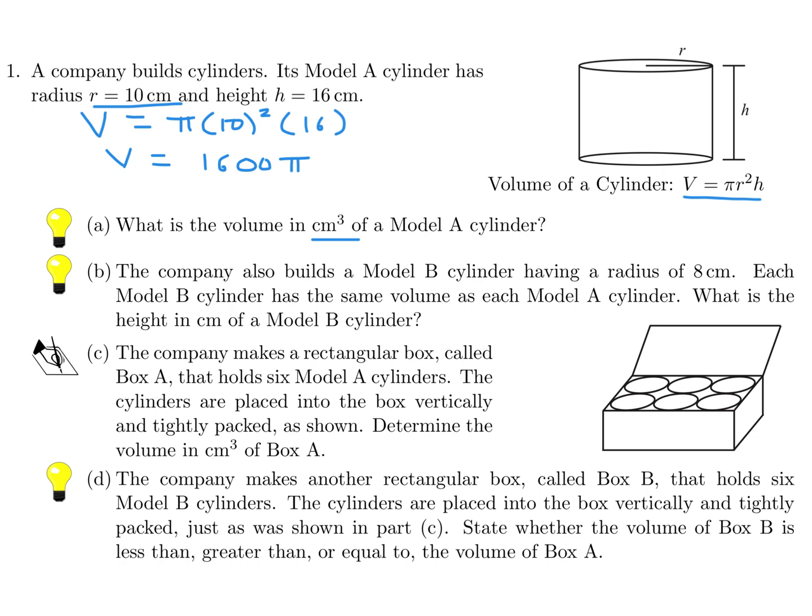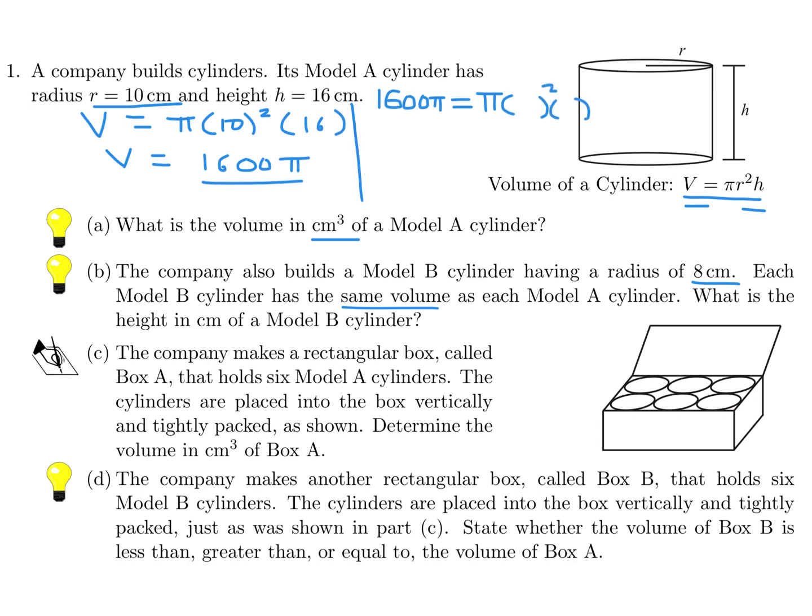The company also builds model B, and that has a radius of 8. Each model B has the same volume as model A. What is the height of model B? So a little bit different this time. This time they're telling you that the volume is the same as model A, which we had just calculated as 1,600 pi. Now their formula is again the same as here, pi r squared height.